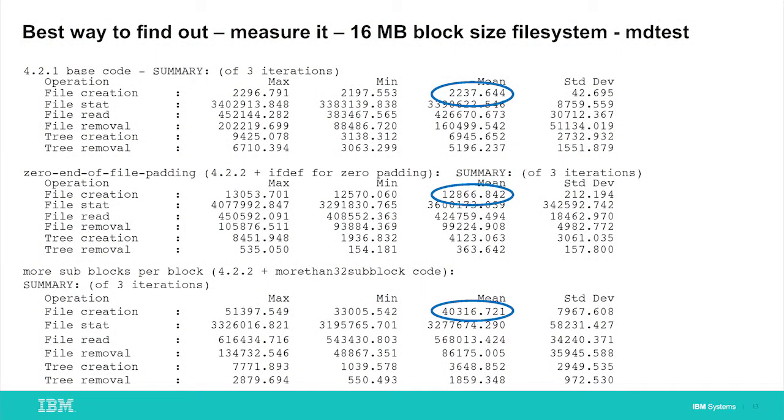And basically, you see the exact same test repeated 3 times. The first test is a 16 megabyte block size file system using mdtest. This is 4.2.1 base code, and this is basically 3 iterations of the number of file creates, stats, reads, removals, creates of the whole tree, and the removal of the whole tree. And you see this teeny tiny number of only 2,237 creates per second.